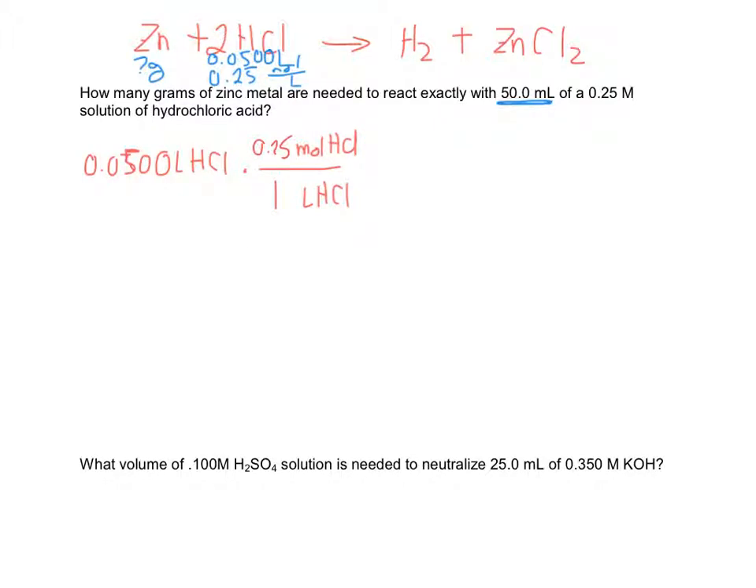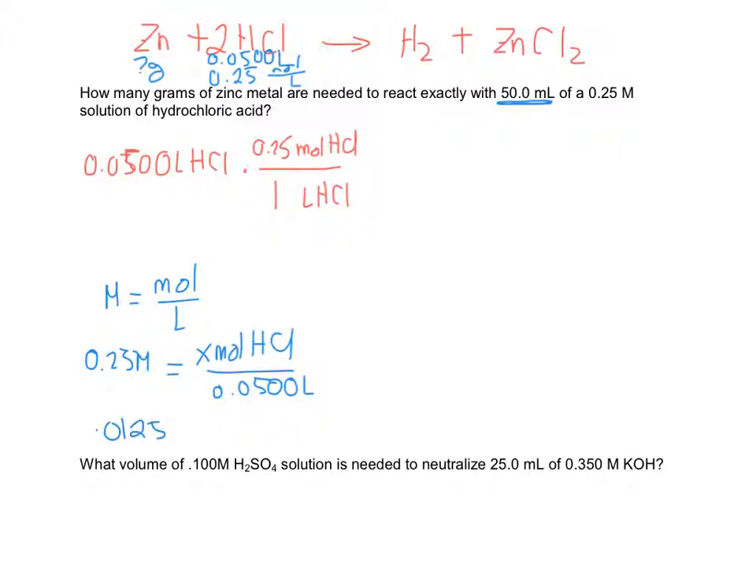If you choose, you can do it a different way. You could say the molarity equation is molarity is equal to moles per liter. So then my molarity is 0.25 molar. So that's equal to X moles of HCl divided by 0.0500 liters. So the answer to that is 0.0125 moles of HCl. You only need 2 sig figs, but I usually round at the end.